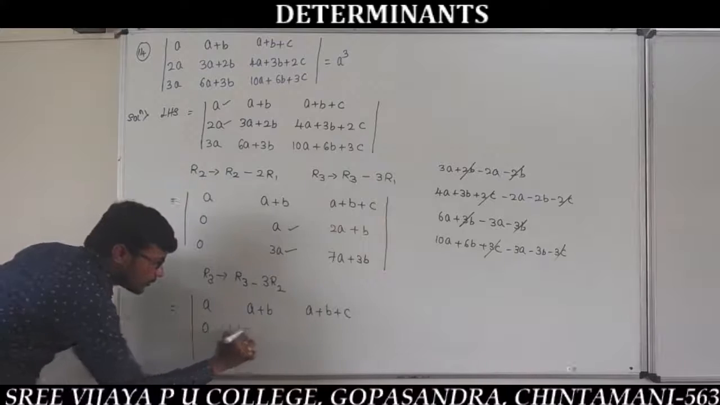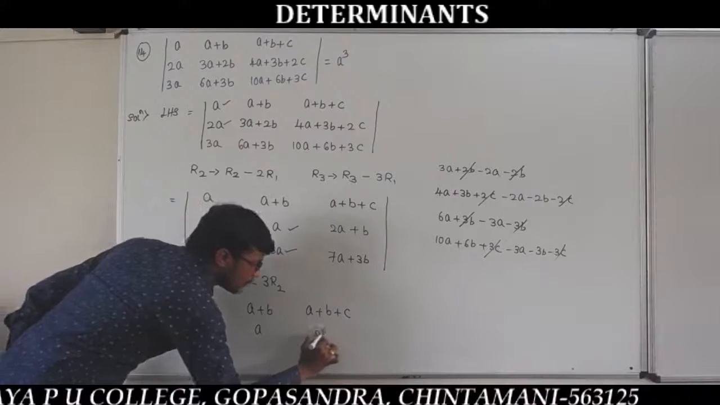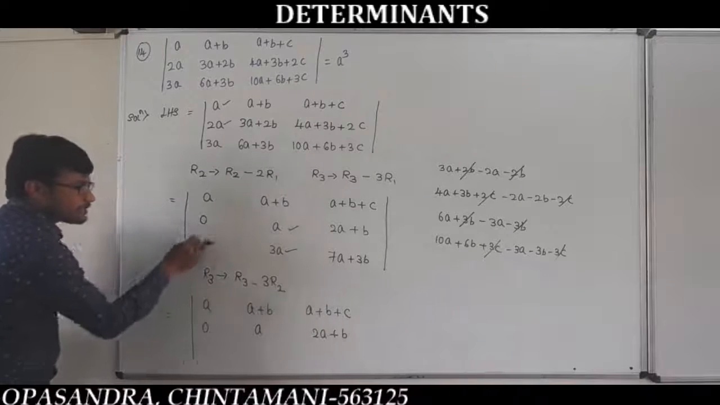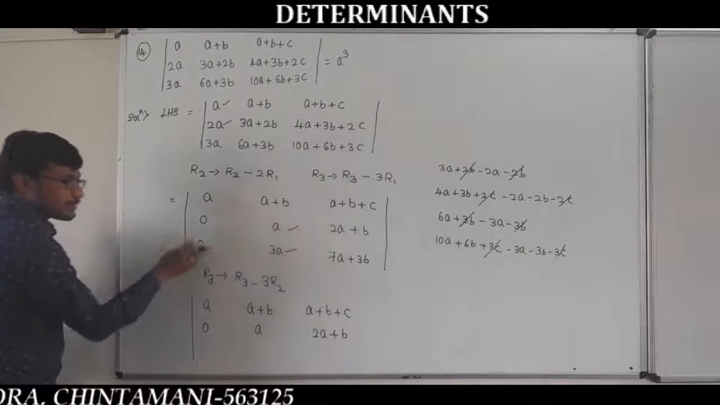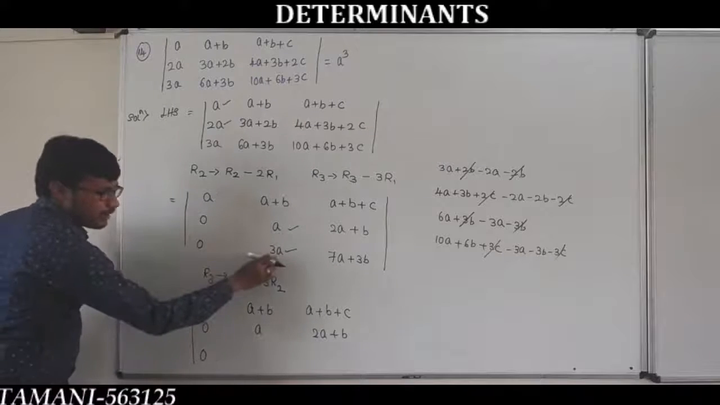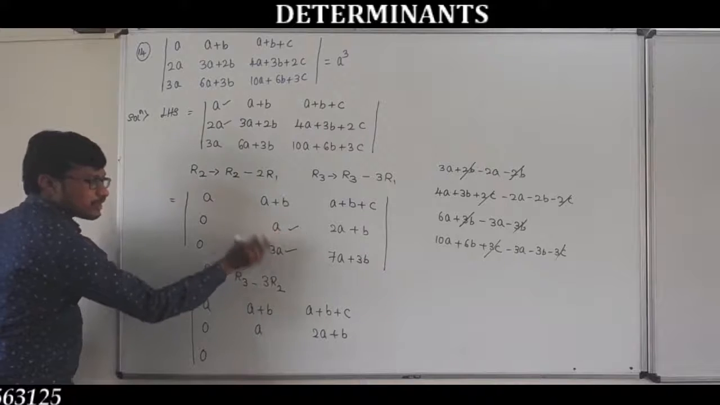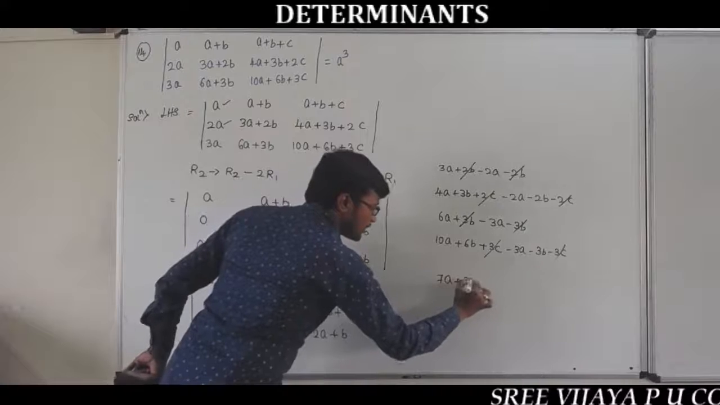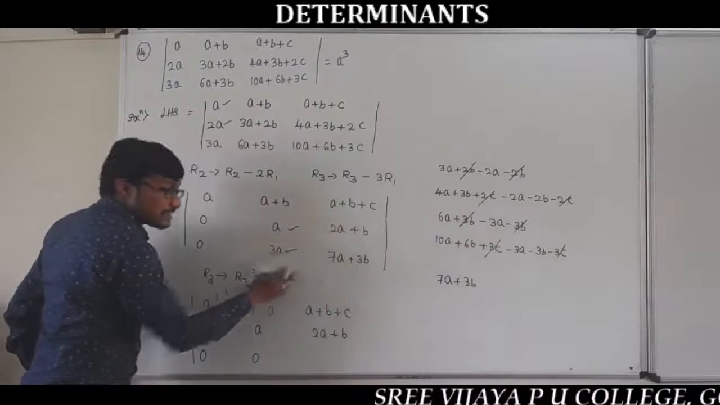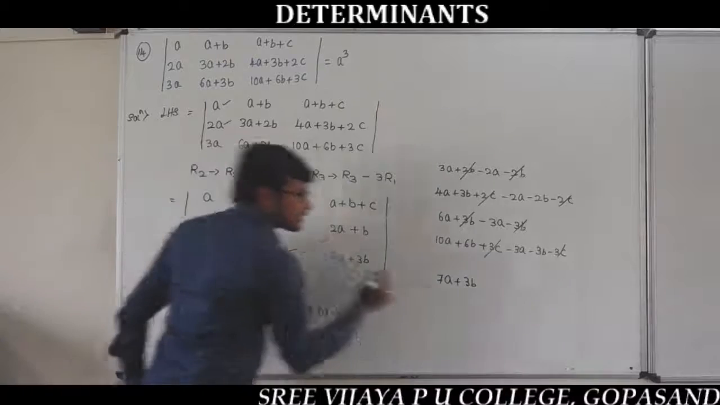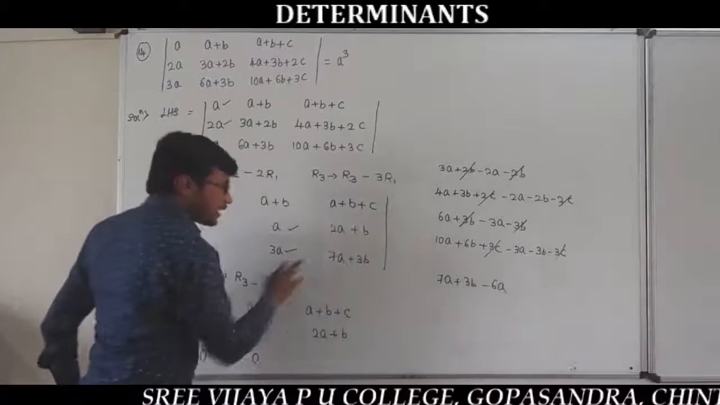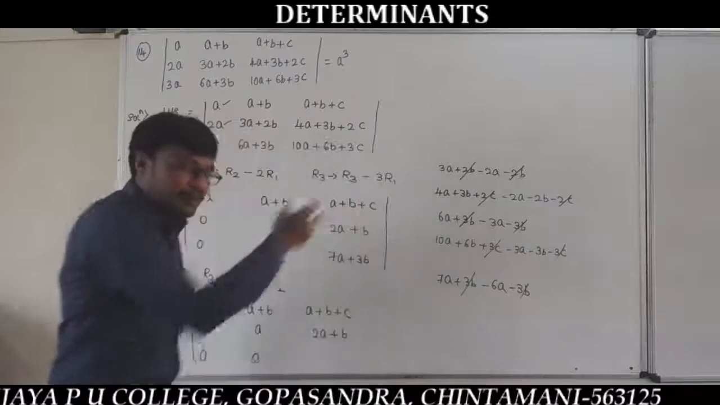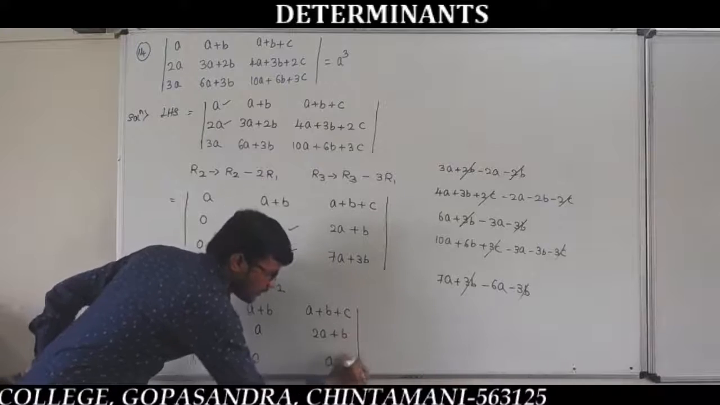R2 is 0, a, 2a plus b. R3 becomes R3 minus 3 times R2. So for these two, these two, these two: 0 minus 3 times 0 is obviously 0. 3a minus 3 times a is minus 3a, so 3a minus 3a you get 0. Next, 7a plus 3b; this is R3 minus 3 times R2. For this multiply with minus 3: minus 3 into 2 is minus 6a, minus 3 into b is minus 3b. So plus 3b minus 3b gets cancelled. 7a minus 6a is just a.